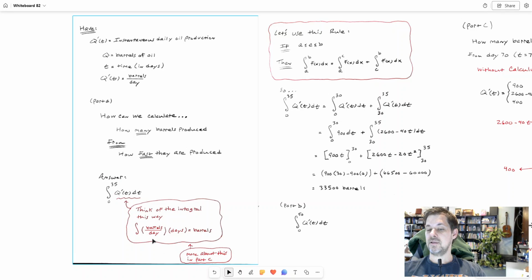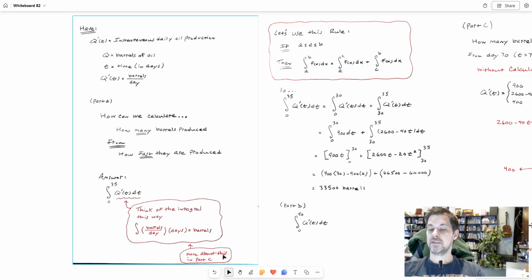Q prime of t tells me what? Production speed, production rate in barrels per day. And dt I might think of as expressing what my variable is, which is t, measured in days. If I took a number in barrels per day and multiplied it by days, I would get barrels. And that's what I want, right? I've taken this function about how fast the production is, barrels per day, and by way of what this integral does to assimilate these things together, I'm going to get barrels, how many are produced.